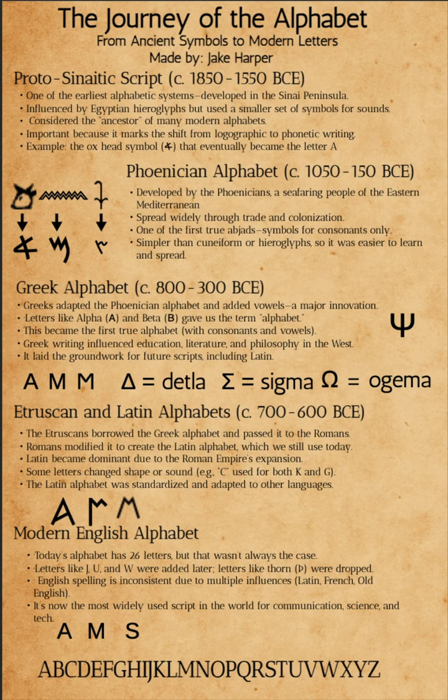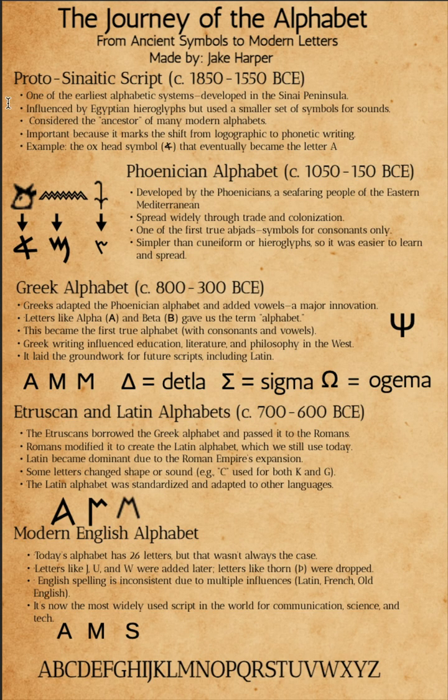So really, the alphabet is one of the most successful and widespread writing systems in human history. It connects different cultures, and it demonstrates how writing systems borrowed from each other, built, and evolved throughout history. So we will start here at the top with the Proto-Sinaitic script from 1850 to 1550 BCE.